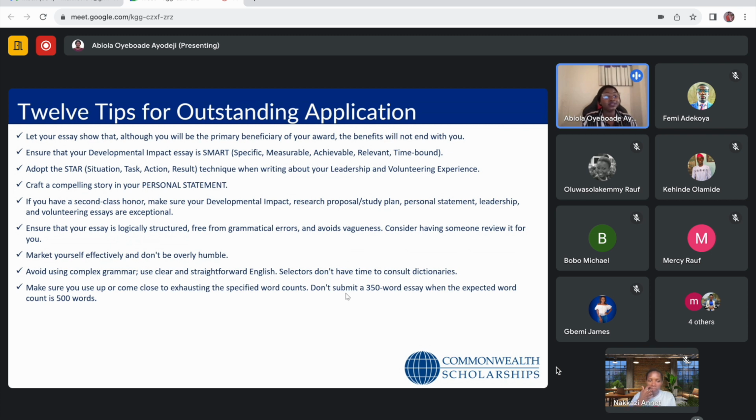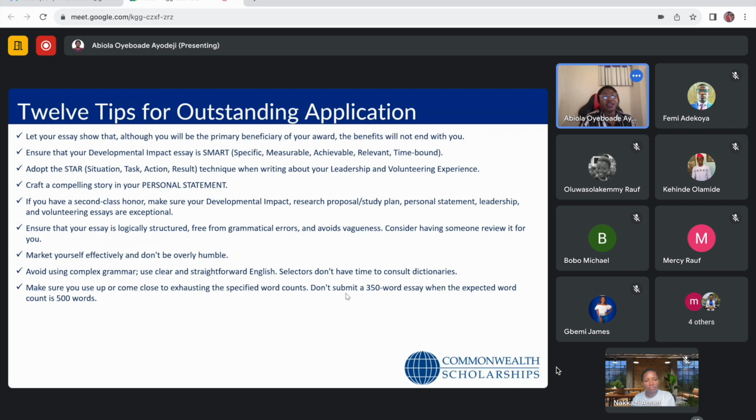There are some 100, there are some 250, there are a couple of 500. For the research proposal, you're required to write 750. So if you're requested to write 500 words, don't leave it at 300 words. Don't leave it at 350. It makes it seem like you are not really into this thing.